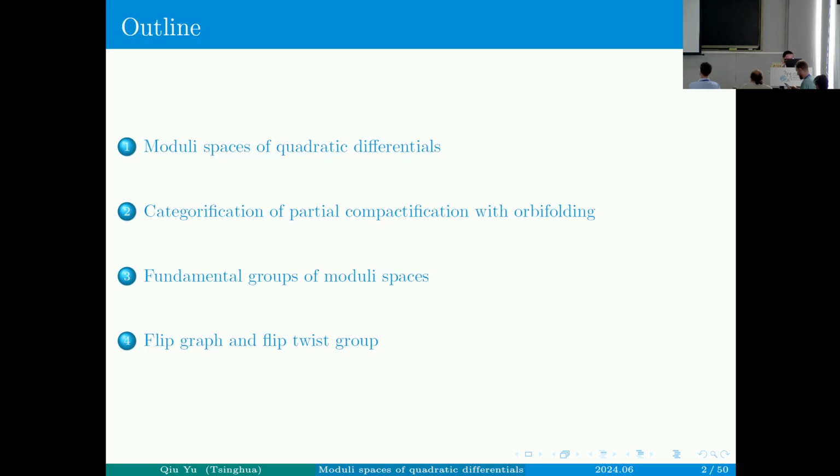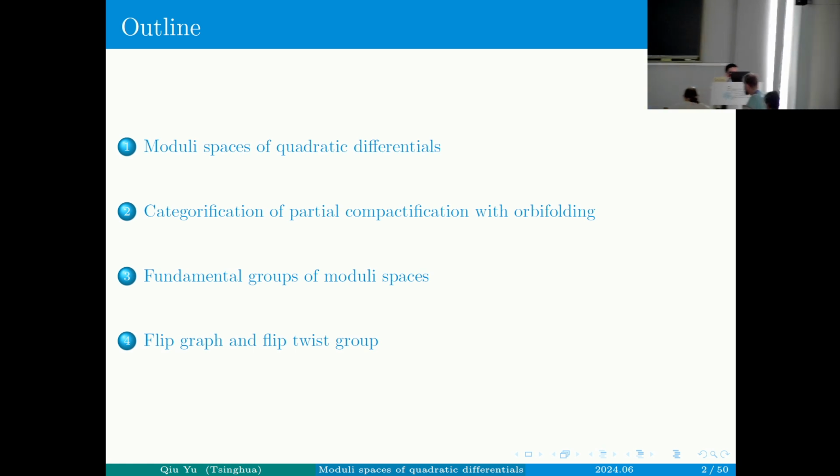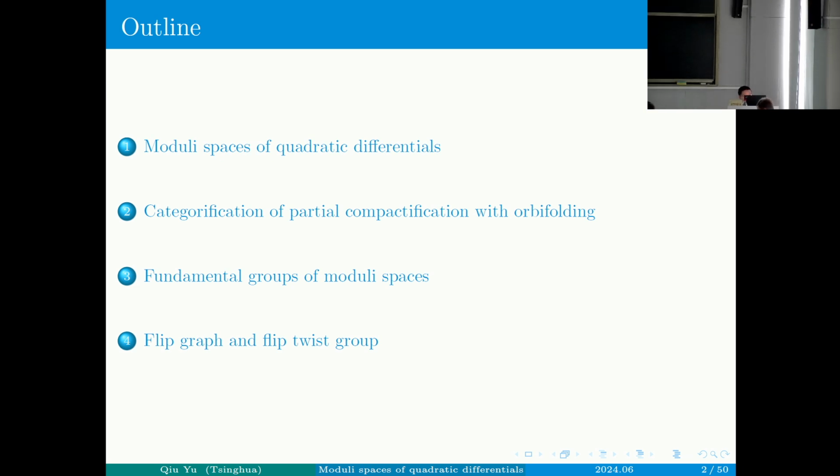Yeah, so this is my plan. First I will review the various model spaces of quadratic differentials that I will study. Secondly, I will talk about the categorification of these spaces. This is basically from the representation theory of algebras point of view. The third part is the main result: we know how to calculate the fundamental groups of these spaces. And finally, I will draw many pictures to give you an idea of the proof.